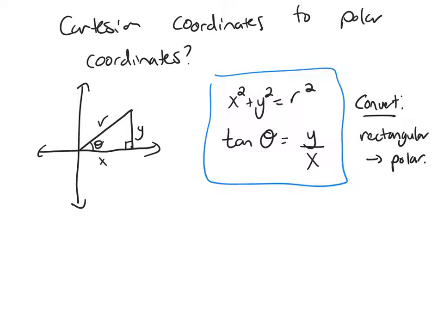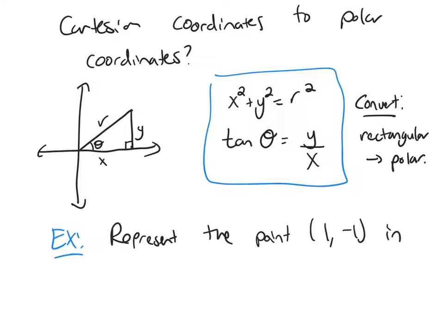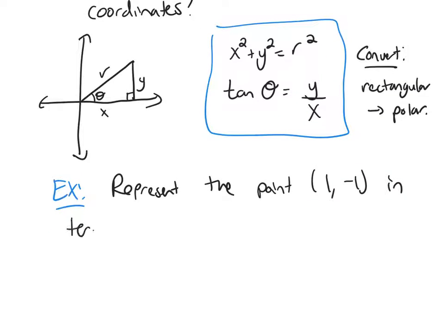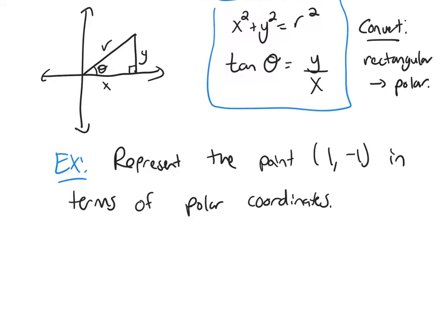All right, so let's use these formulas to convert some points. I want you to represent the point 1, -1 in terms of polar coordinates. So remember that you can represent a point in polar coordinates with either a positive r or a negative r. So for us, we're going to choose r to be positive.